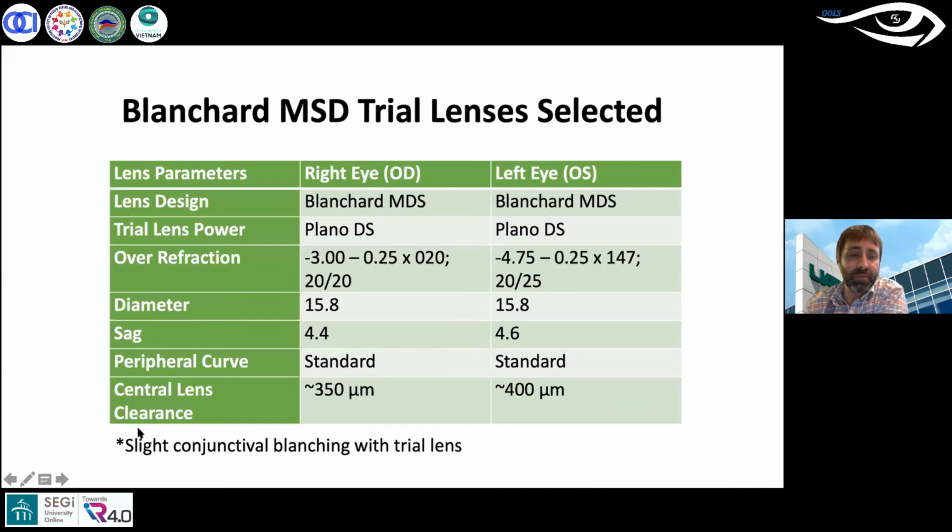We evaluated the fit, and we noticed that there was some slight conjunctival blanching, meaning that the lens is too tight or too steep in the periphery. But it was a trial lens, and I didn't really want to mess with the periphery too much because it wasn't that bad at that time. We also noted the central clearance was around 350 and 400. So we look at how far away the center part of the contact lens is from the cornea. And this is a little steep, 350 and 400.